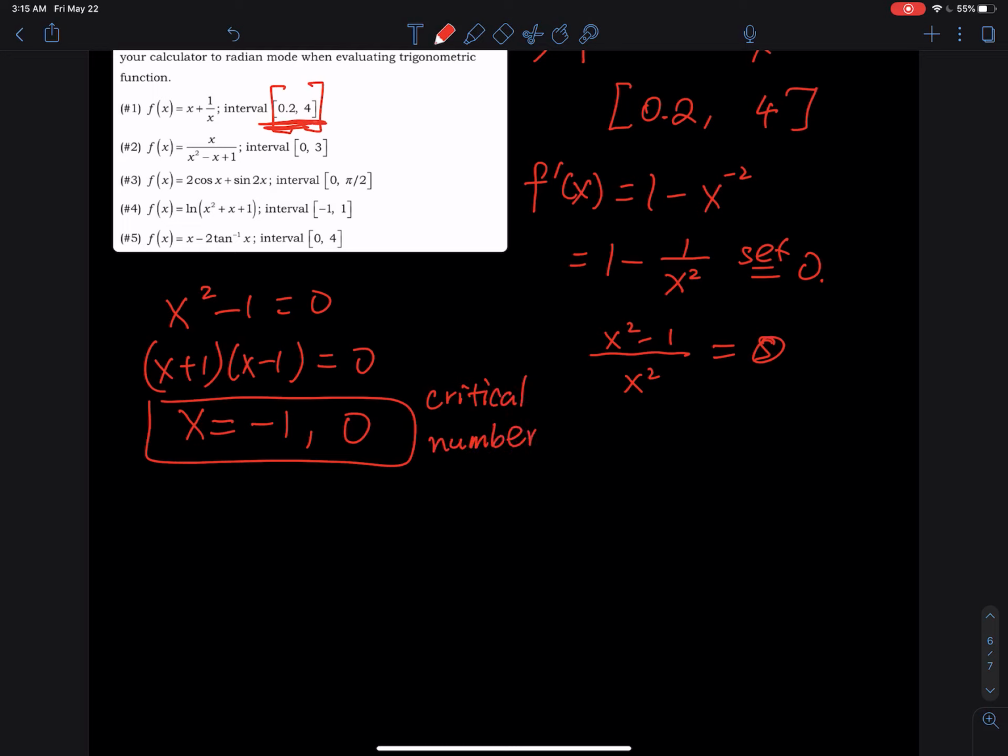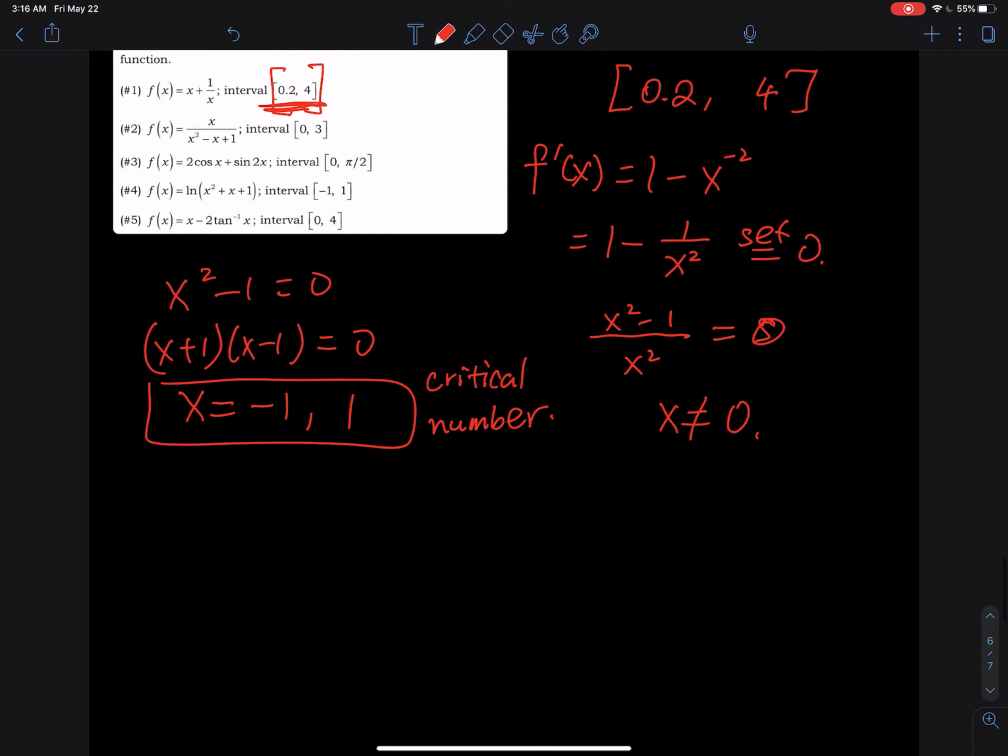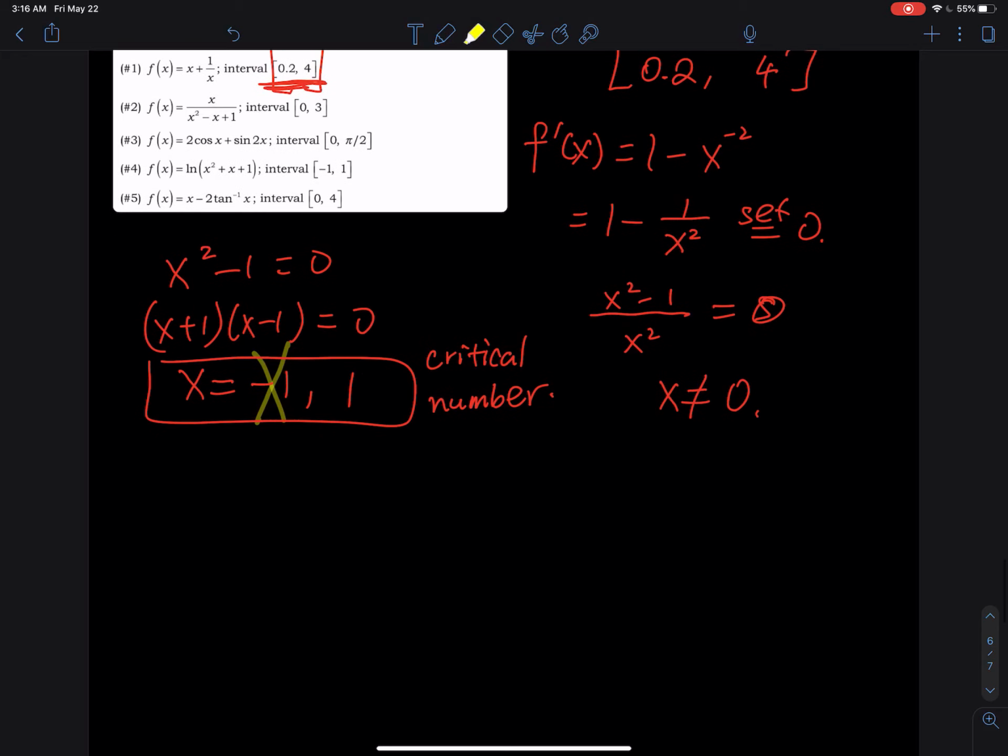Critical number. And then what about x equals 0? X cannot be equal to 0 in the first derivative, right? So now look at the critical number. Do I need both critical numbers? This is x equals 1 and x equals -1. Which one doesn't satisfy the interval? The answer is -1 doesn't satisfy the interval, right?